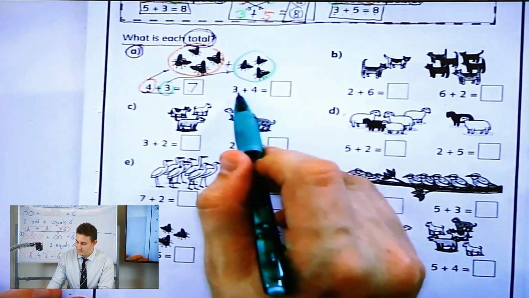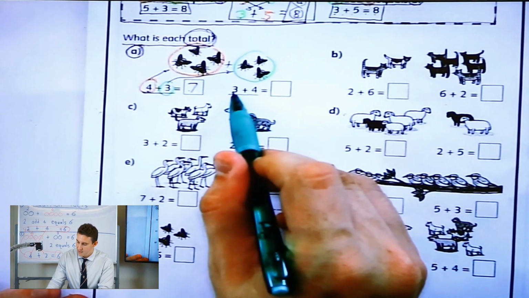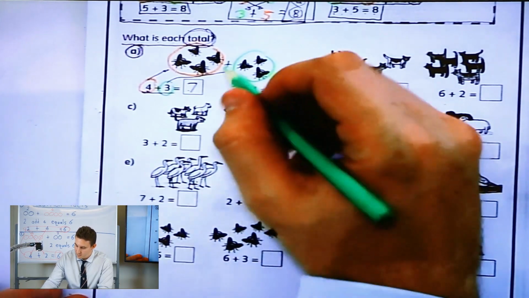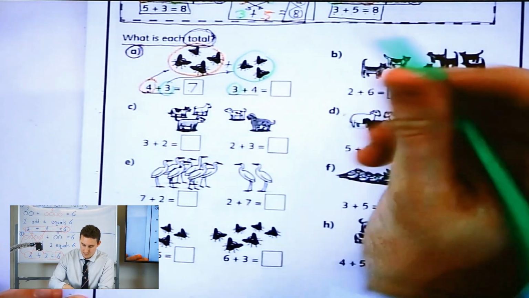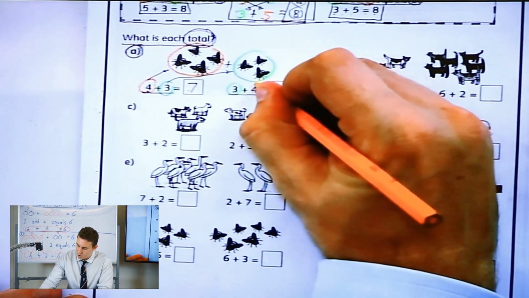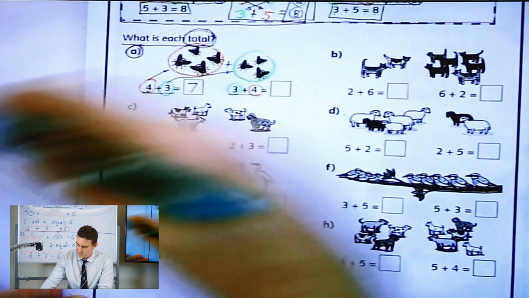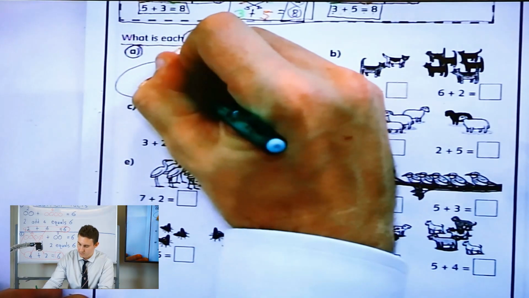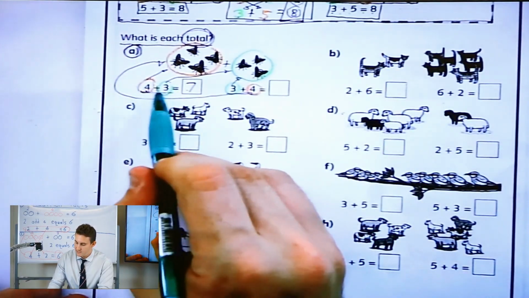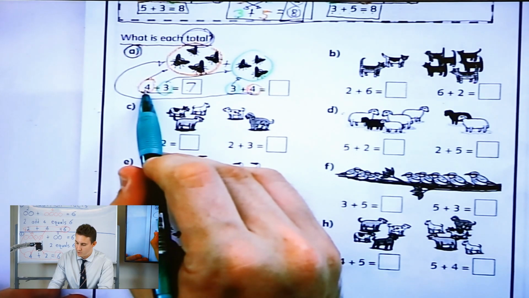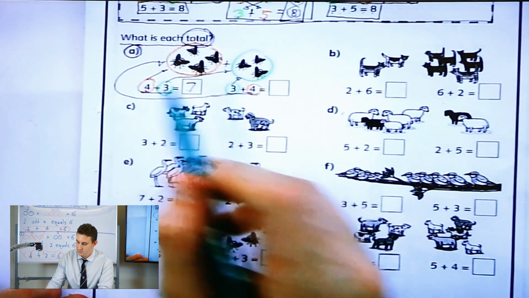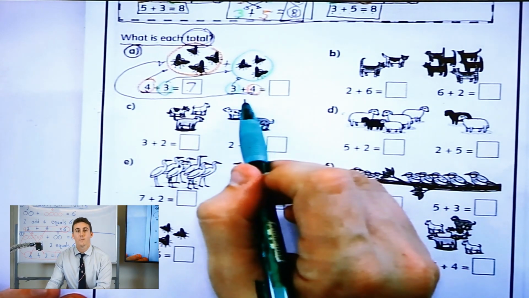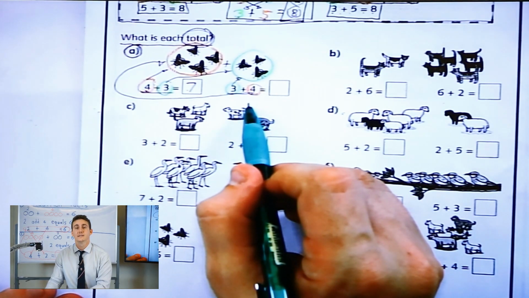Now, if we look at the next sum here, it says 3 plus 4. And remember, the 3 is in green and the 4 is in orange. Okay? And the 3 is here and the 4 is all the way around here. Now remember, it does not matter whether the 4 is first and the 3 second, or the 3 is first and the 4 is second. It does not matter because the answer will be the same.